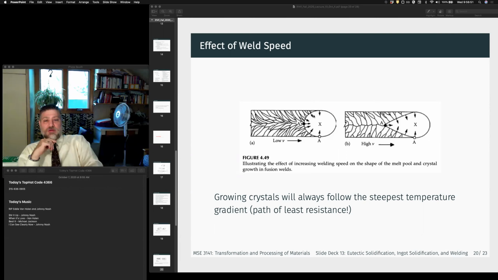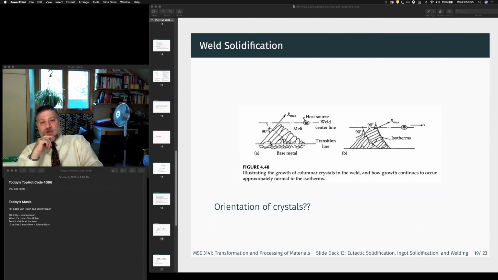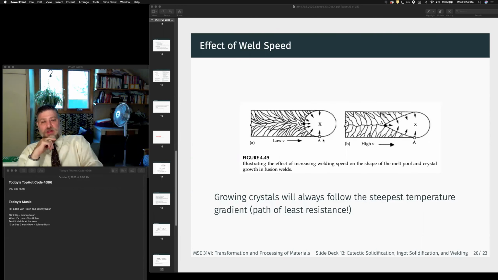So the growth direction is always in, so in this picture, we were looking from the bottom of the melt pool up. So this is the top layer. This is the bottom of the melt pool into the base metal. Here we're looking at it from the top down. This is the cross section of the weld. This is our melt pool, right? We still are always growing in the direction of the heat flux, so perpendicular to the temperature isotherms.